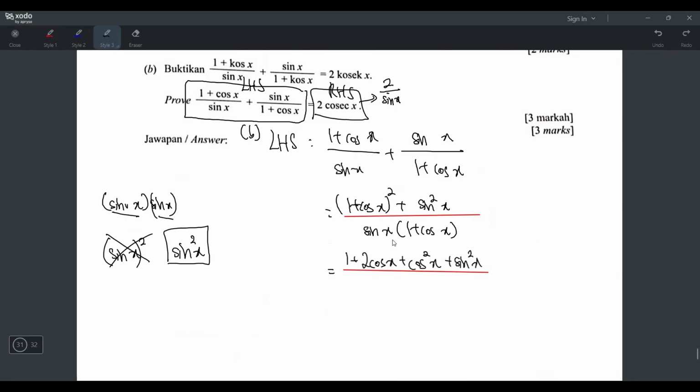And then over, okay, this sine x times 1 plus cos x can expand also, right? But I will not expand. I will not expand, and I'll tell you why later.